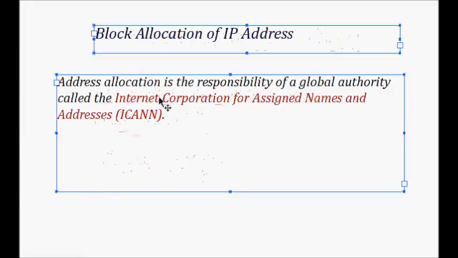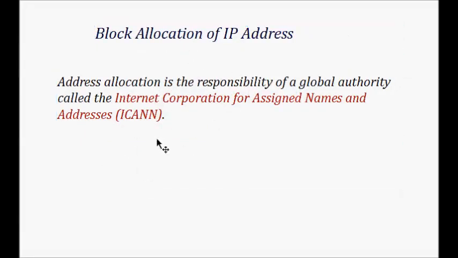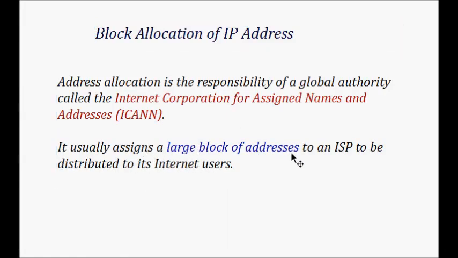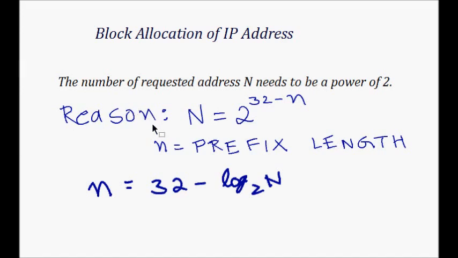So who assigns the block of addresses or IP addresses? It's ICANN, the Internet Corporation for Assigned Names and Numbers. It allocates a large block of IP addresses to an ISP, to be distributed to the internet users. What are the criteria? The first is that the requested number of addresses should be a power of 2.